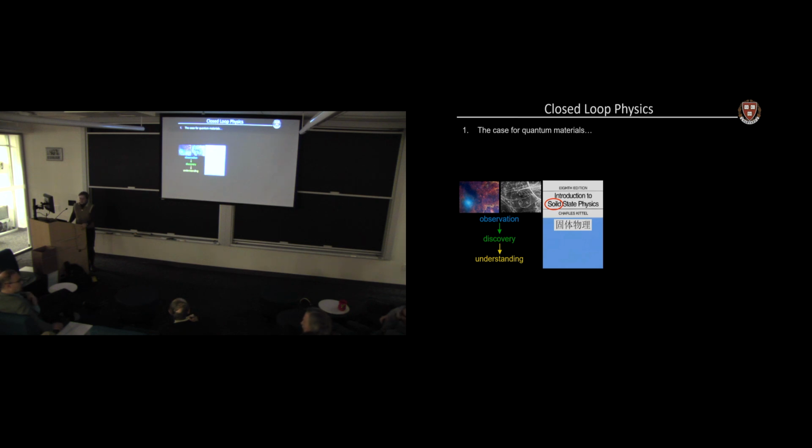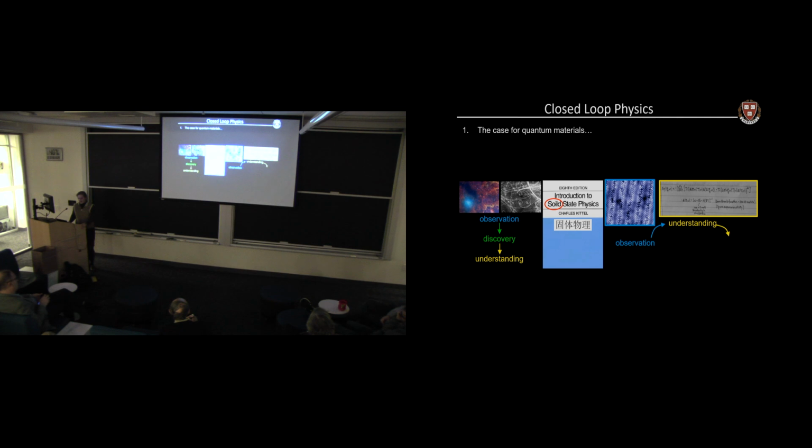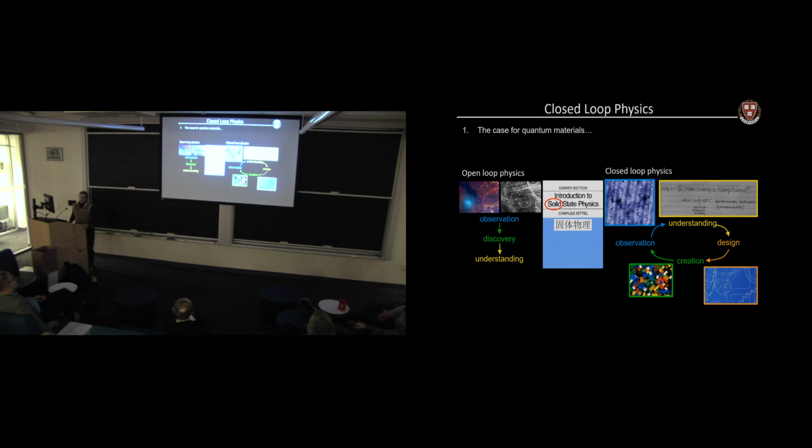But they're fascinating nonetheless, and the reason is that not only can we observe and understand these materials, but we can use our understanding to design new materials, and then we have tools to build those materials. So in fact, we're doing closed-loop physics.